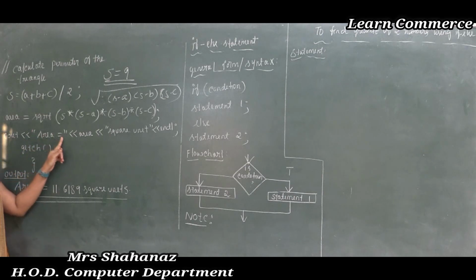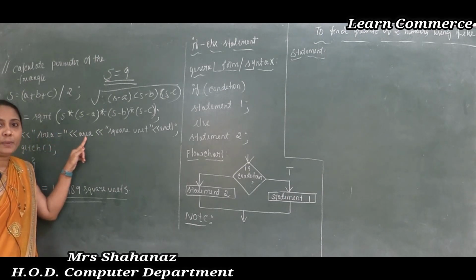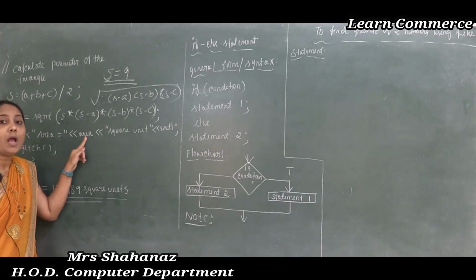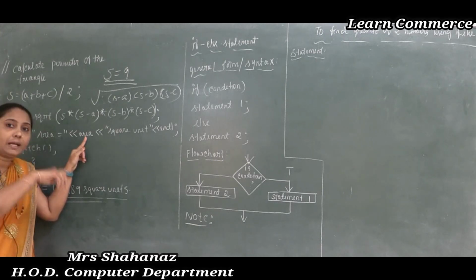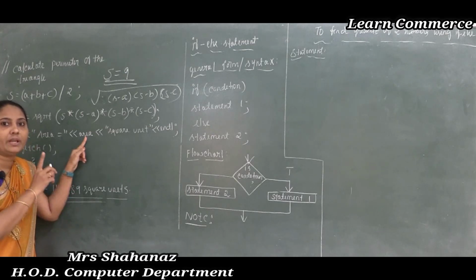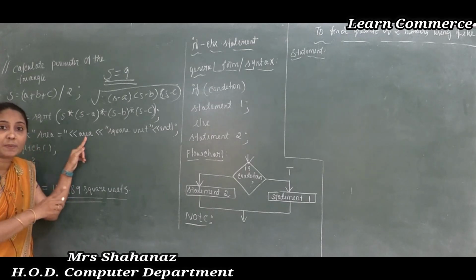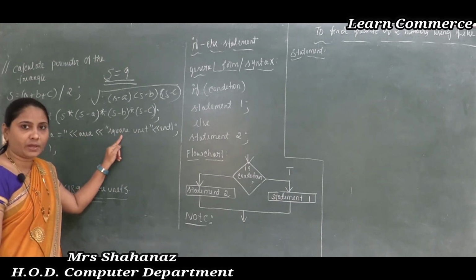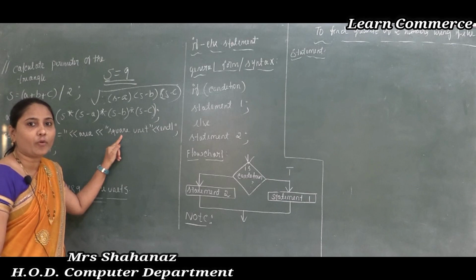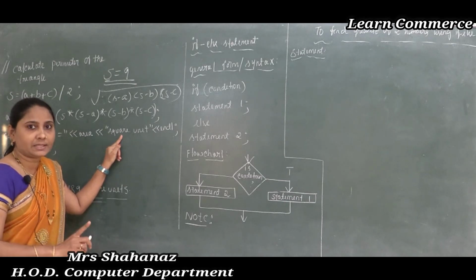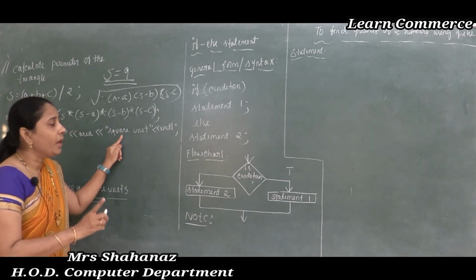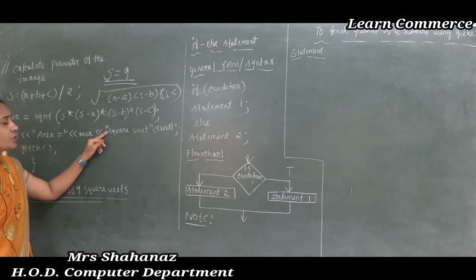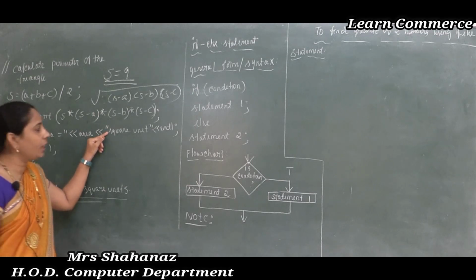So area is equal to, and if you want to display the value of the area, then how we declare it in the declaration part, like that only we need to write it when displaying the value of the variable. Next, after displaying the value, I want to show one more message, that is the square units. Clear this point? I used the double quotation for square units here.